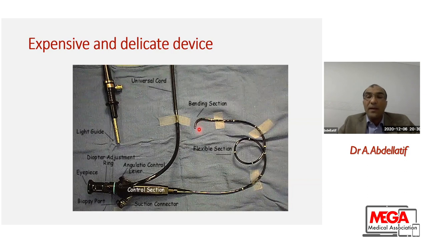This is the only part controlled by the lever here in the back of the handle. This is the eyepiece in the control section. There is the eyepiece. There is the angulation lever, which is responsible for flexing or deflexing the last 5 centimeters of the scope. And there is suction or a working channel, I can use it either for suction or injection.